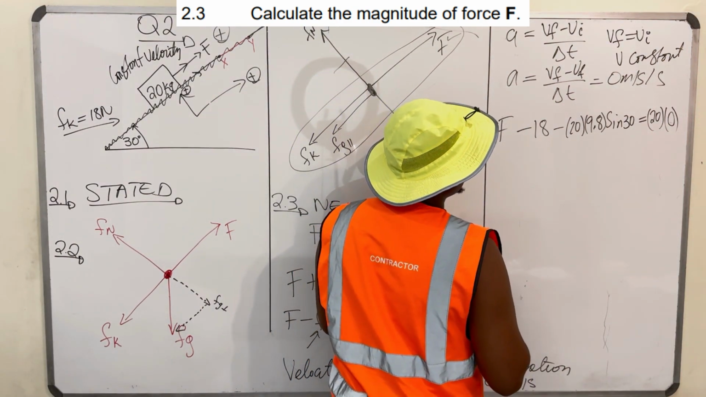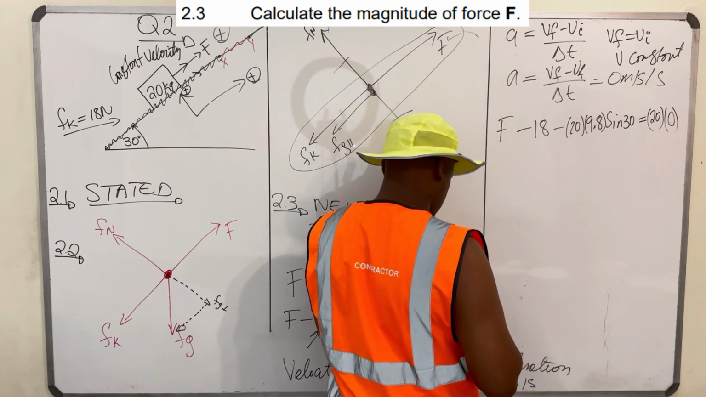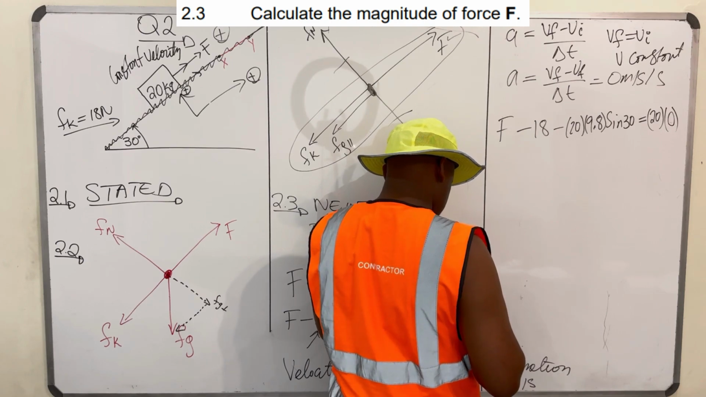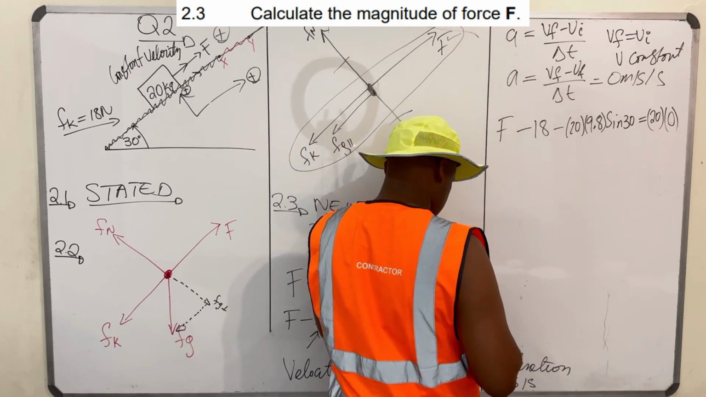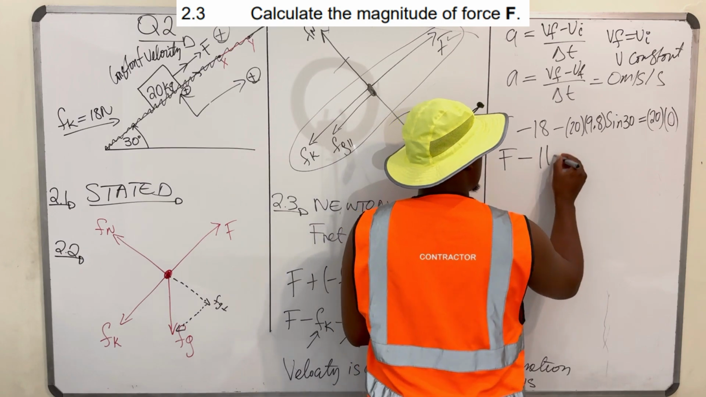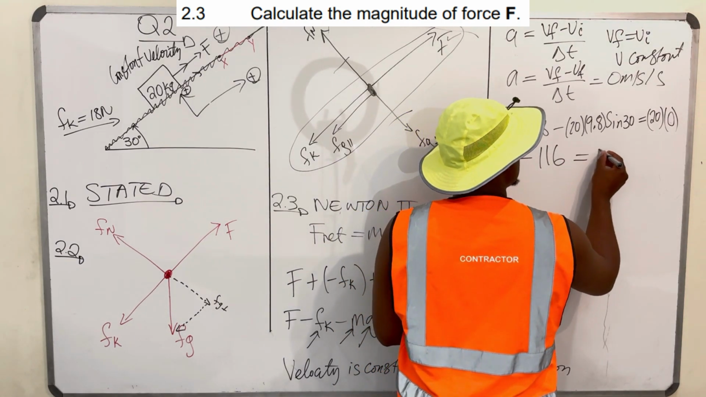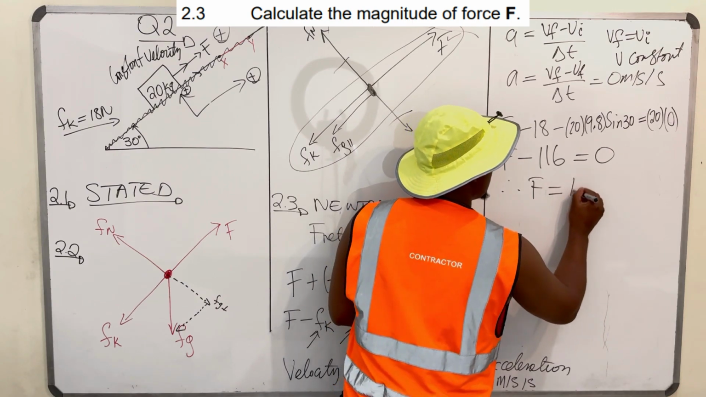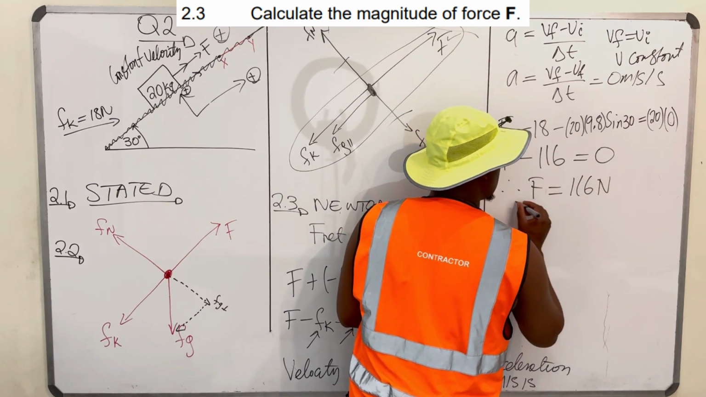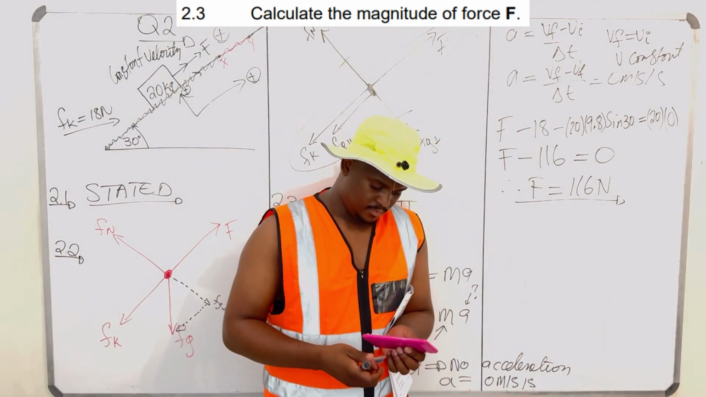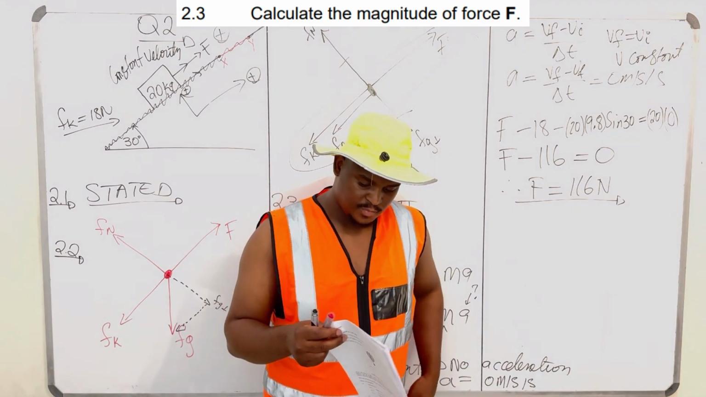So we have negative 18 minus 20 times 9.8 times sine 30. We get that F minus 116 is equal to 0. Therefore, your applied force F is equal to 116 newtons. So this is the magnitude of your applied force. No problem.